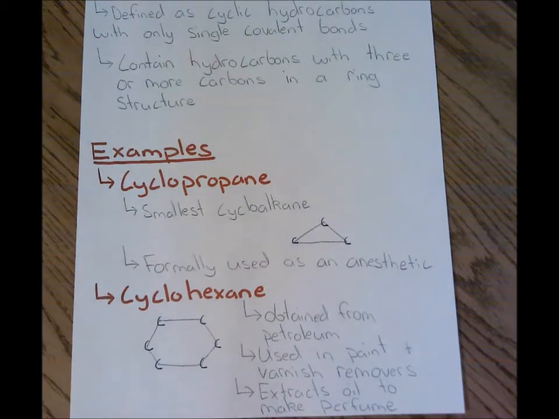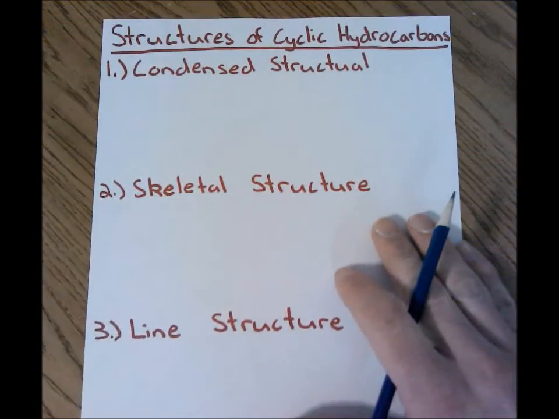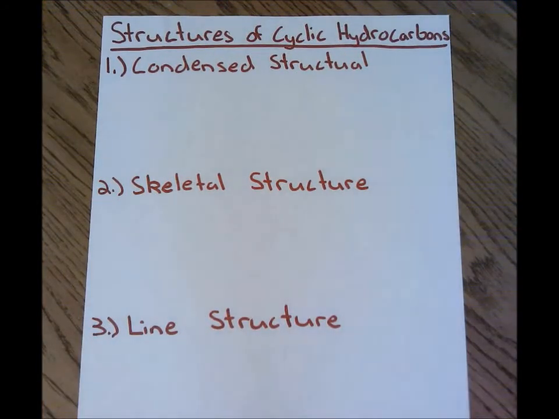Now, I've already started to show you some of the ways that we can represent cycloalkenes, and it's really important, again, to identify the structure and how we represent it. So on the next page here, just like we did in section 1, we are going to go over each of these particular structures.